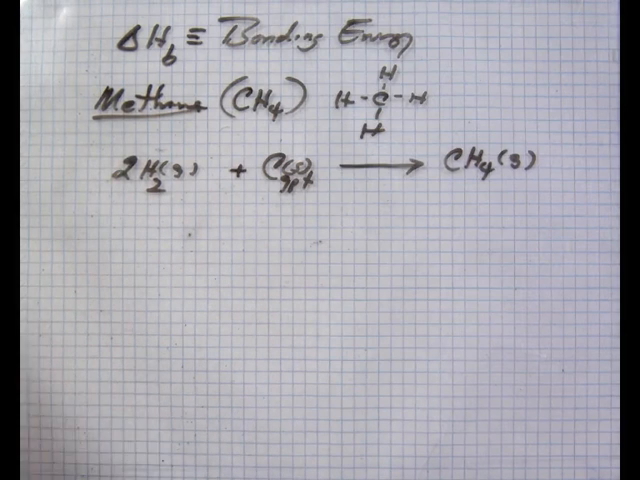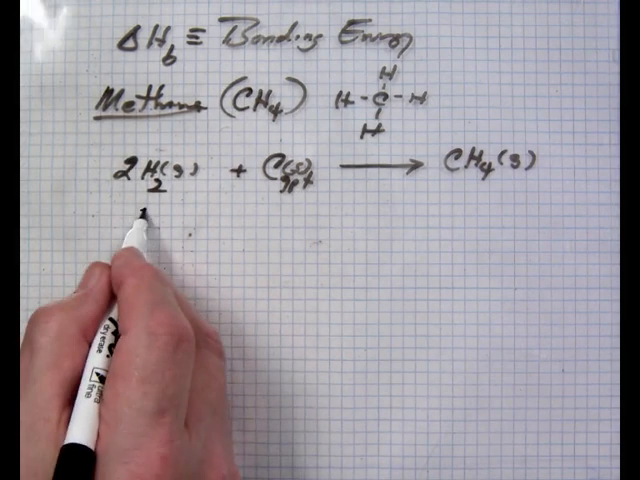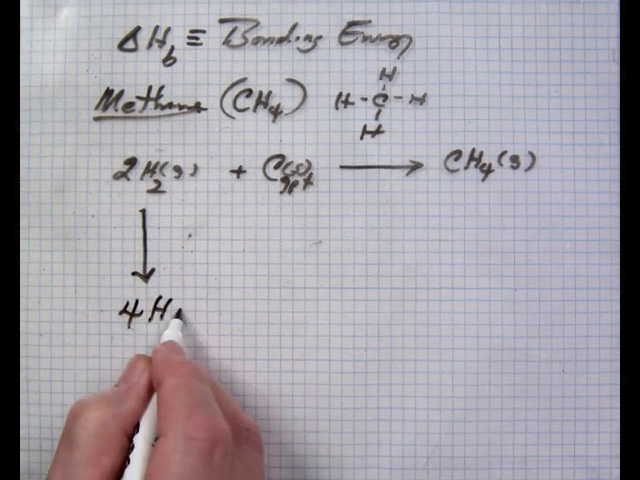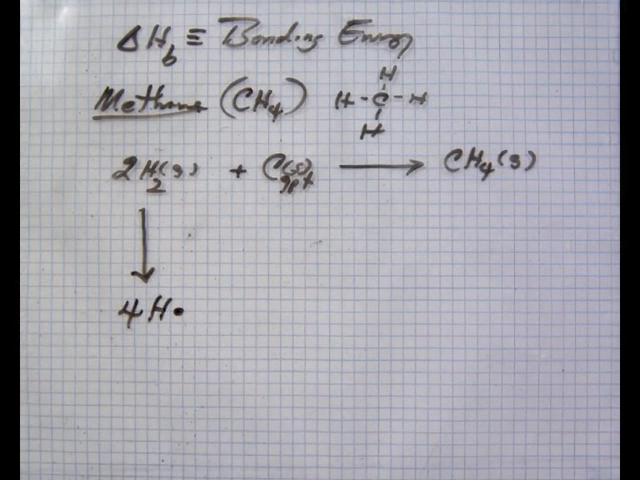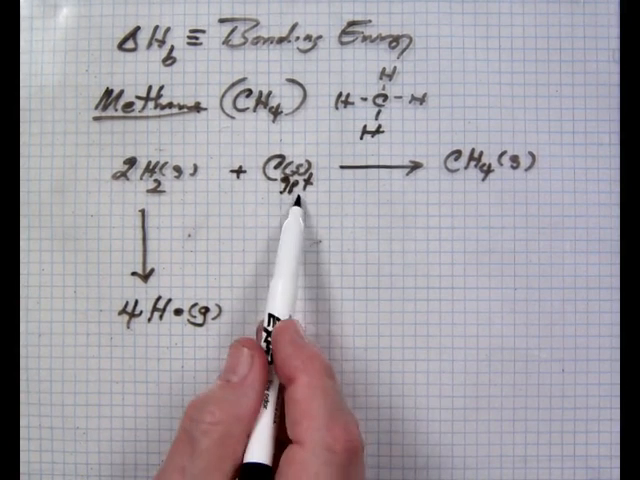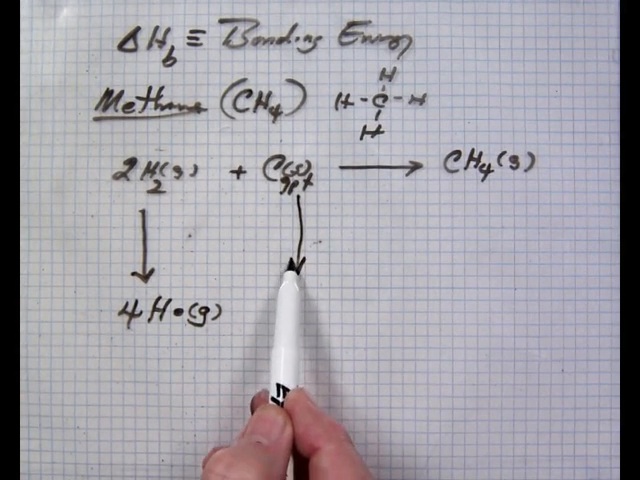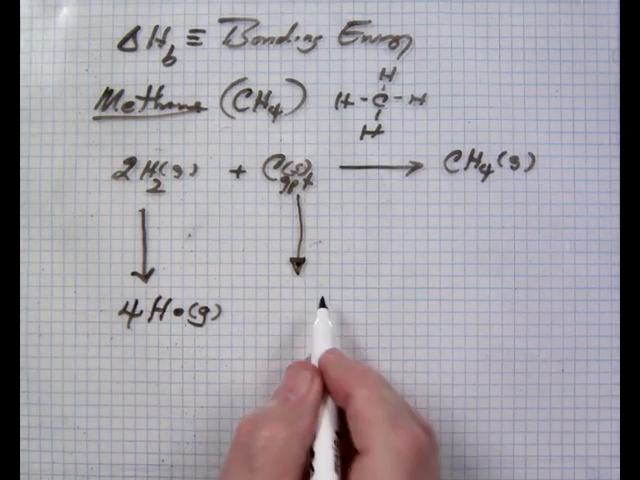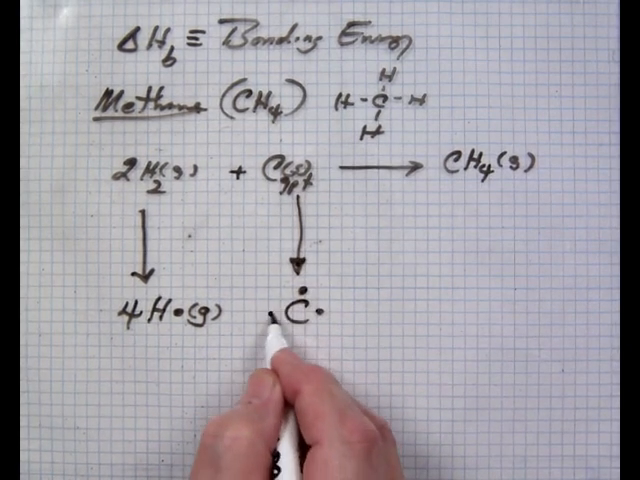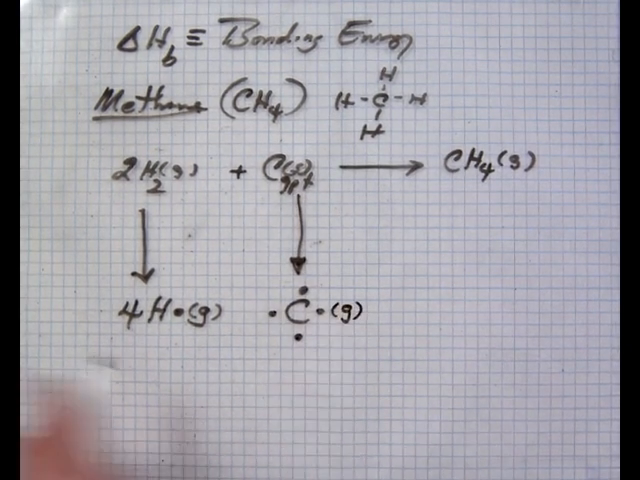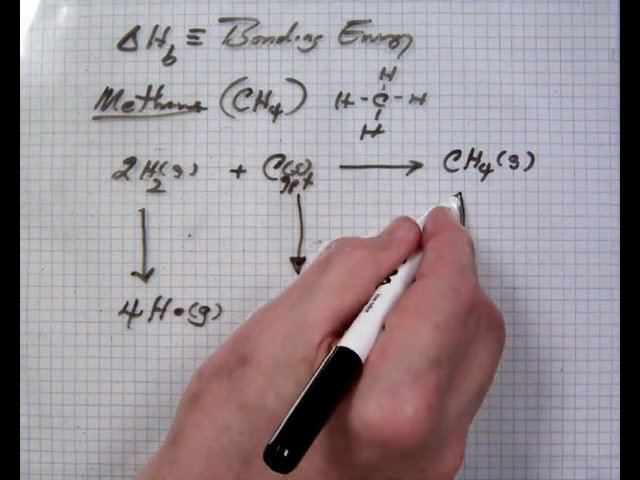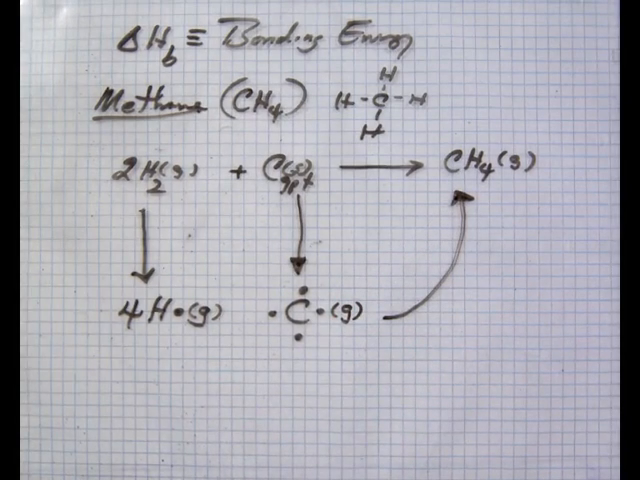Here we have 4 hydrogen atoms. And so basically we are going to promote them to 4 hydrogen atoms with their little electron hanging out in gas form like that. And we're also going to convert carbon to its gas form with its 4 valence electrons out there ready to bond. So this is C here, gas form. Now this is ready to form methane, and so this forms the methane.